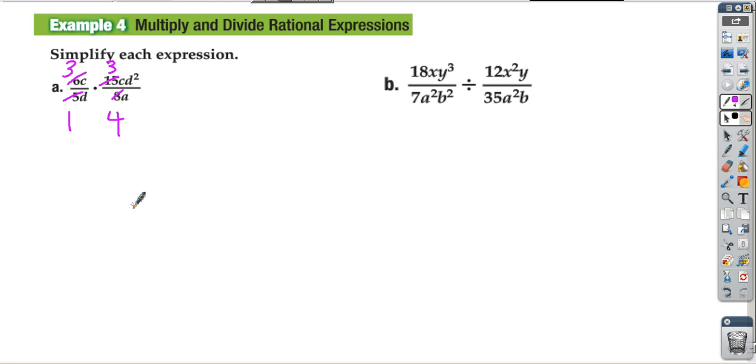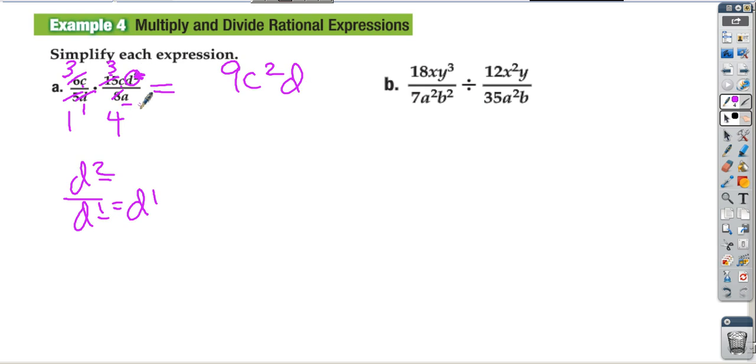And then how about the variables? So let's simplify this. c times c would be c squared. 3 times 3 would be 9. Okay, d cancels with itself, and it cancels one of those 2 d's right there, because d squared divided by d is, you subtract those exponents, you just get d to the first. So our d to the first is right here. And then I still have an a on the bottom.